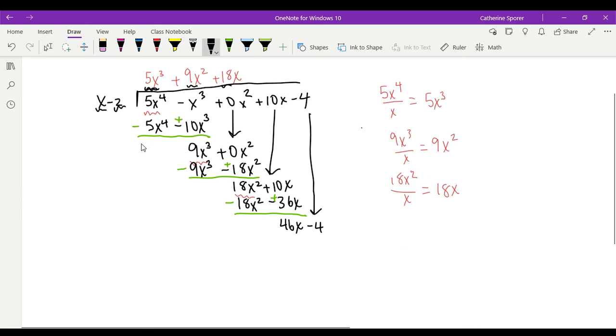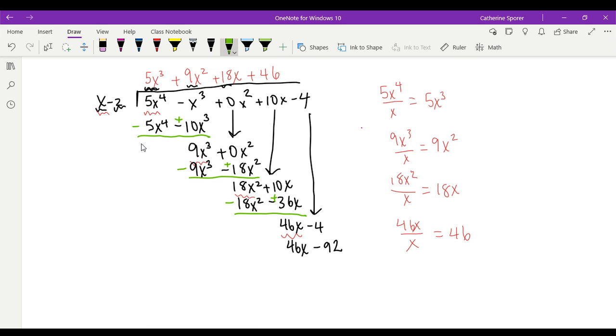Okay, now we're dividing 46x by x, which is 46. So x times 46 is 46x. And negative 2 times 46 is negative 92.